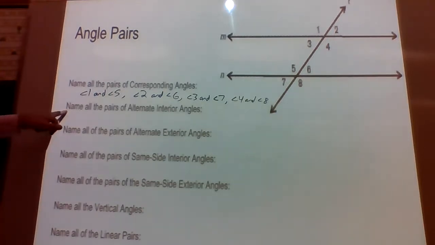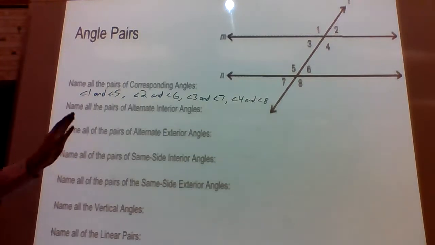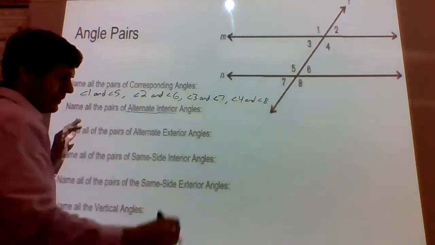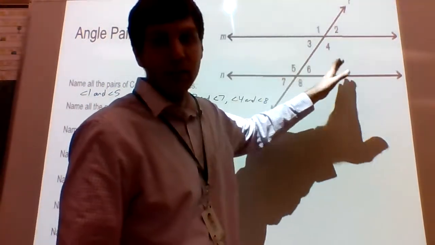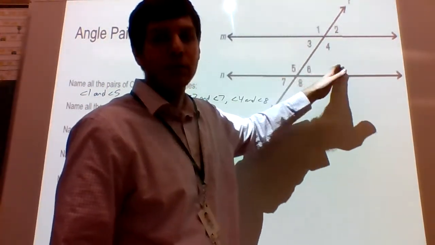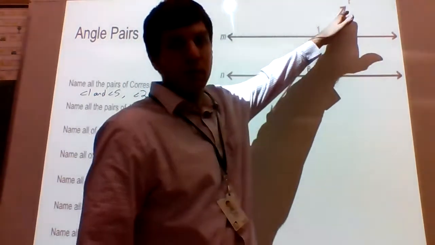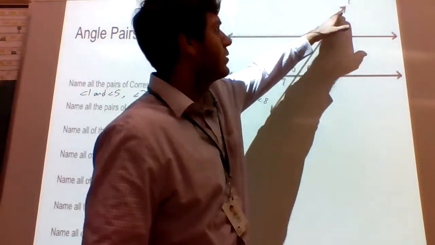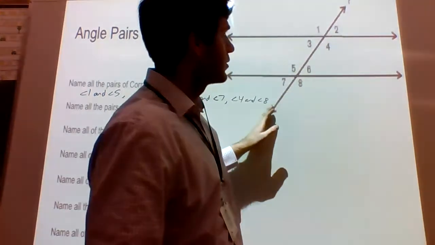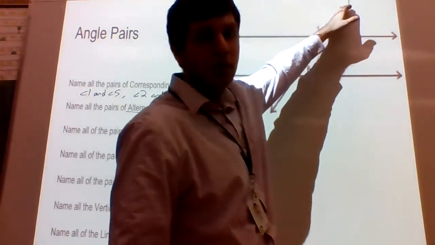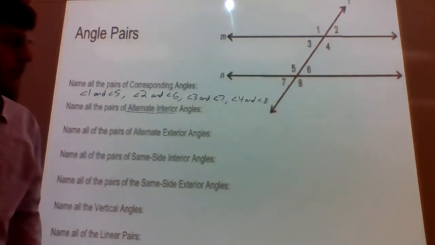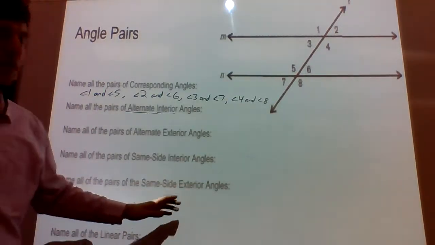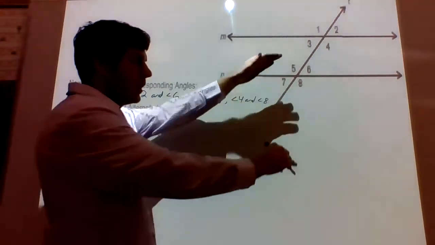Name all the pairs of alternate interior angles. Okay, so again, we want to focus on two words, alternate and interior. Alternate meaning opposite. So we're on alternate sides of the transversal, opposite sides of the transversal. So this is our transversal L cutting through, or I guess it's a T. I don't know if it's an L or a T, but we'll call it T, I guess. So this line T is our transversal cutting through lines M and N. So alternate sides of the transversal and then interior on the inside of the two lines.